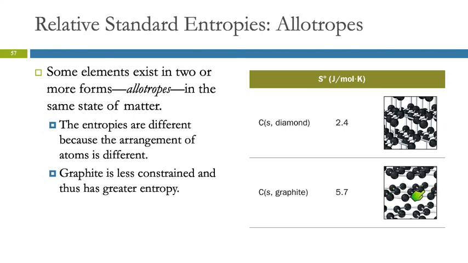It forms a two-dimensional structure where the carbon atoms are covalently bonded to each other. But the layers are just held together by intermolecular forces, and so they can slide relative to each other. In a diamond, we have these covalent bonds going in all three directions, and so there's very little opportunity for them to move. So the entropy is not zero, but it's a small number.